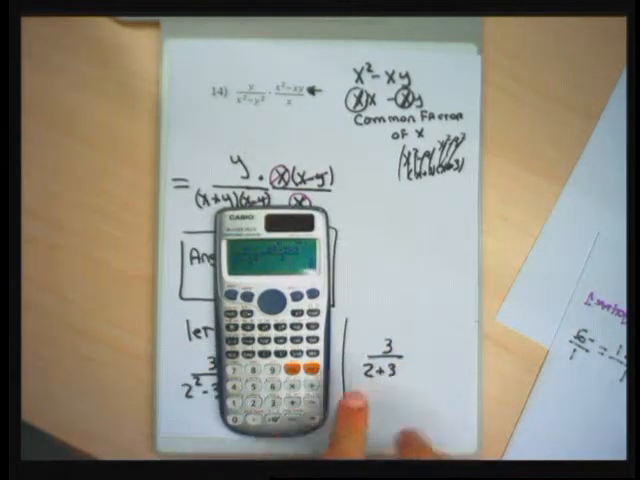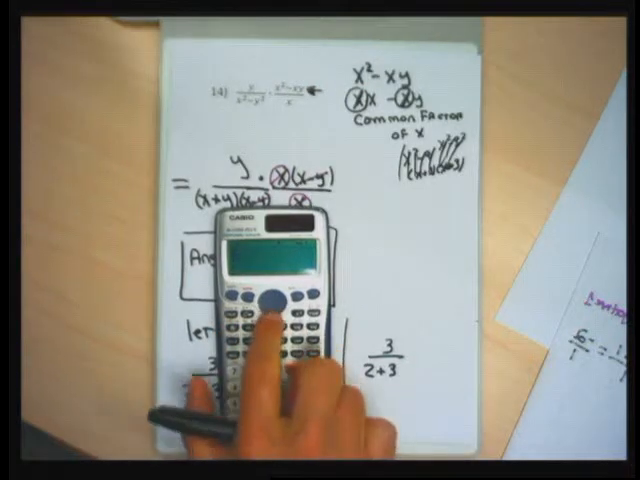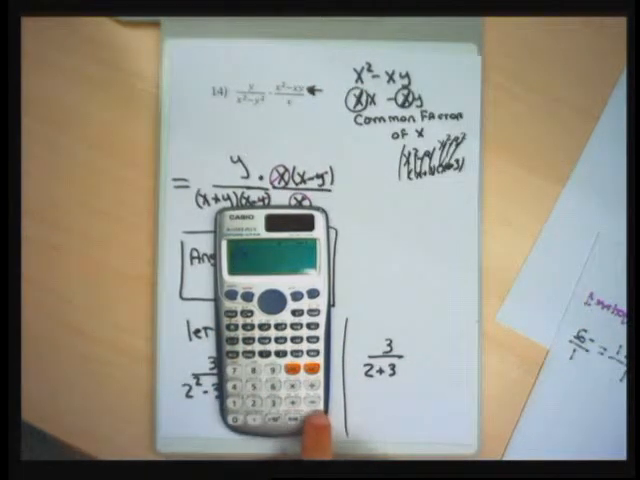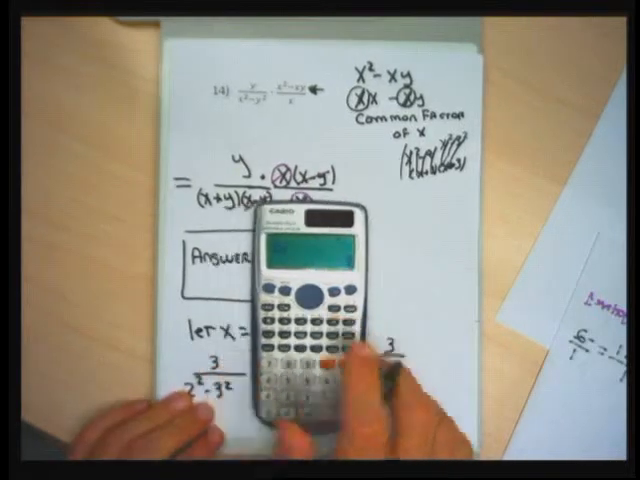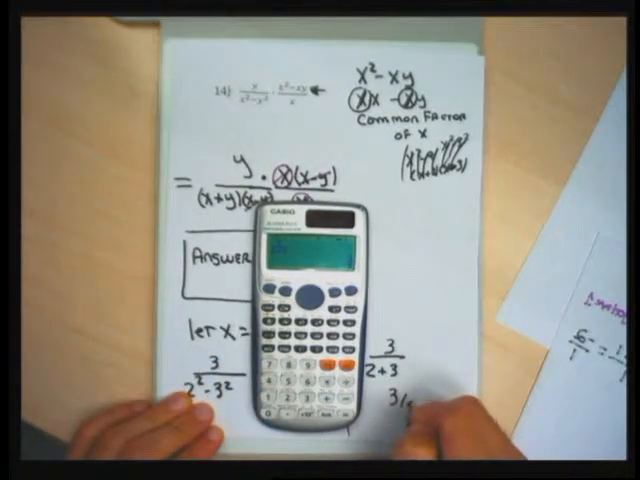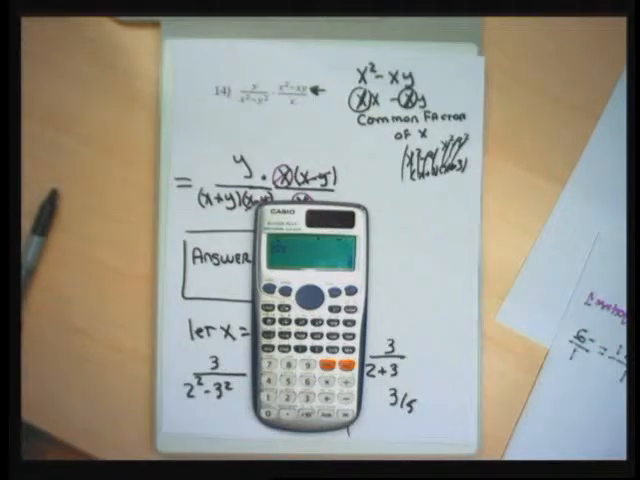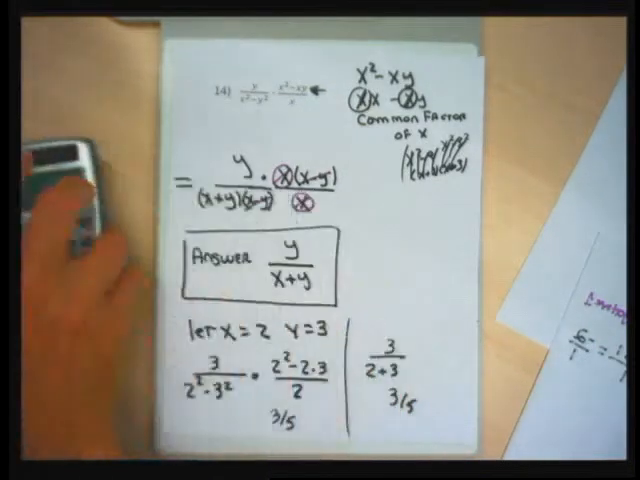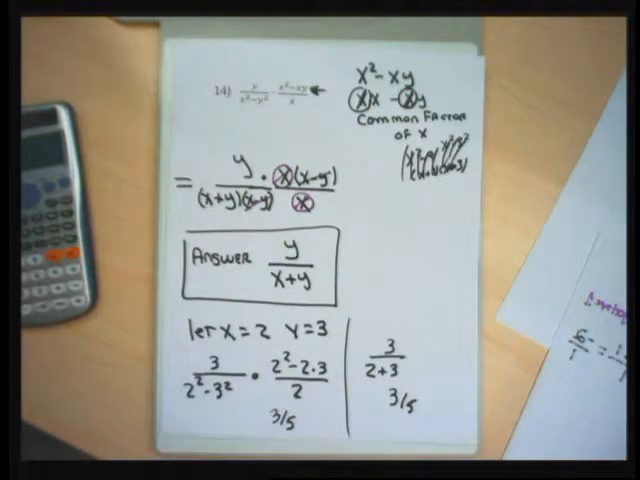So I'm going to this fraction, 3 over 2 plus 3, and my calculator tells me that that's also 3 over 5. So because when I picked random numbers I got the same results by plugging them into the original problem as into my answer, I believe my answer is correct.